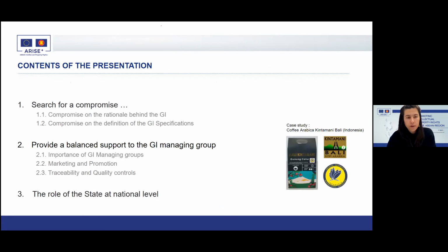When the group is established, there are two points that are particularly important: marketing and promotion, and traceability and quality controls. Along with the implementation and sensibilization on the book of specifications for the rules of production, these are the two main activities that the GI managing group can implement.